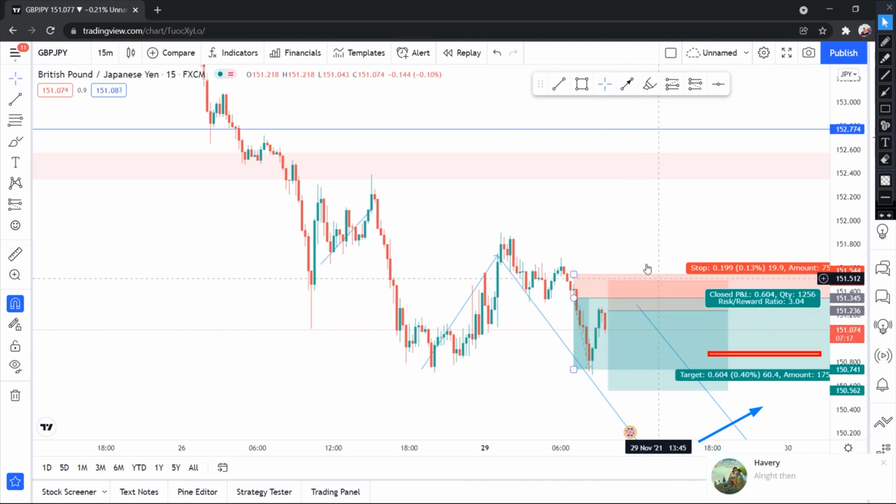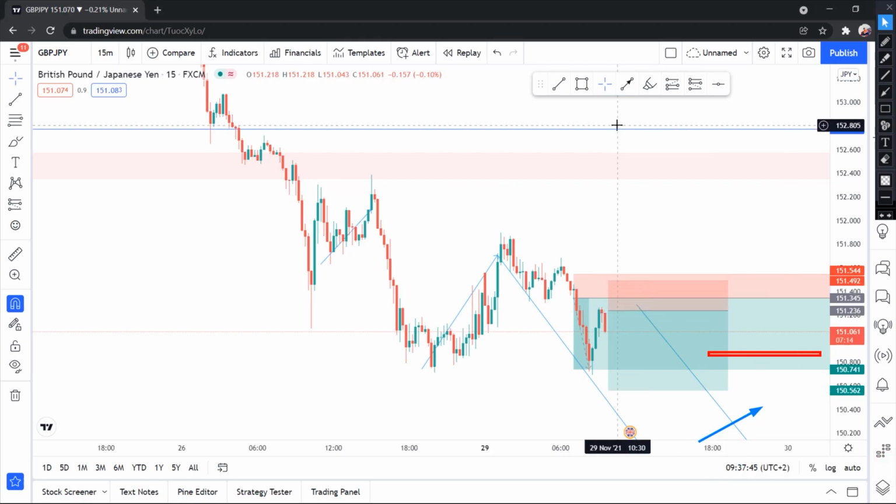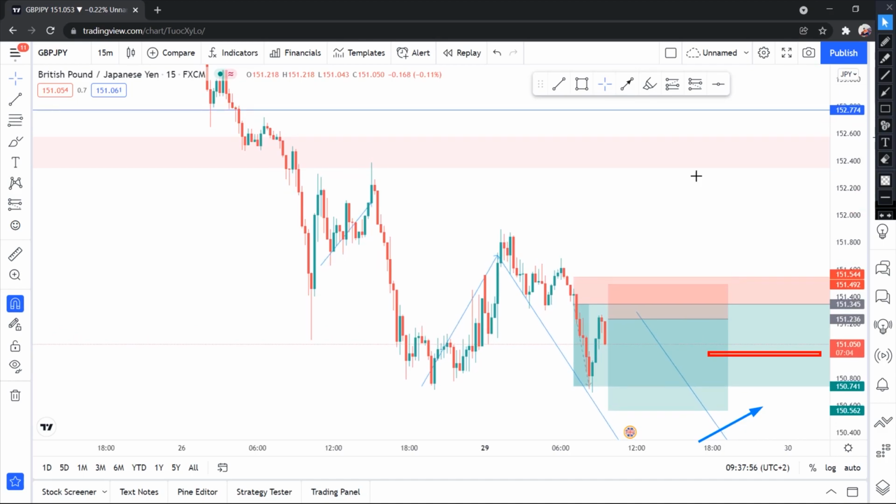Why? Because again, just like what I told you, we are basically making entries at the pullbacks, because at least we already know that it's a downtrend and the market is pushing downwards. So that's how easy the concept is.